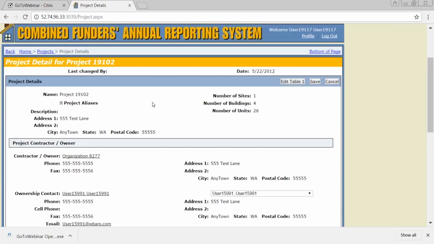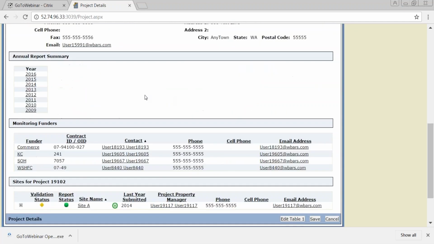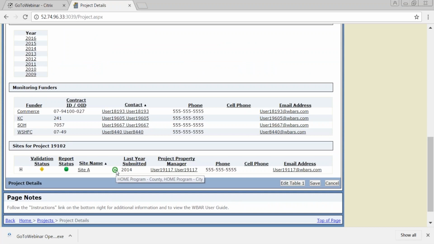So from the project details screen, we're going to scroll down, and again you'll see the HOME icon here. And when we hover over it at this site, we can see that there's both HOME program county funds and city funds. So that means you have two different set-asides at this property, and you can't count your HOME units for two different funders. They have to be different HOME units.